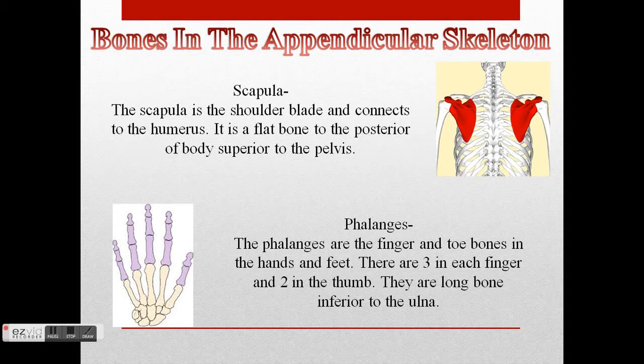The phalanges are the finger and toe bones in the hands and feet. There are 3 in each finger and 2 in the thumb. They are long, inferior to the ulna.